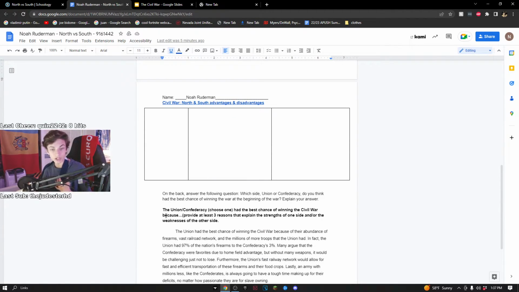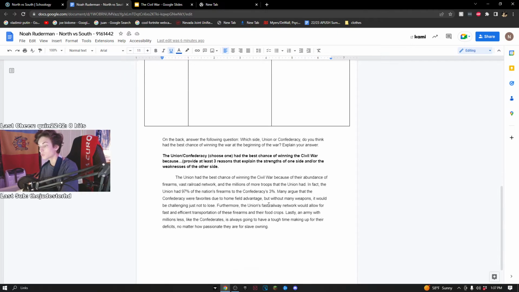I believe personally, based on the information given in the slideshow, that the Union had the better chance of winning the Civil War. This was due to their abundance of firearms, vast railroad network, and millions more troops that they had. And they had 97% of the nation's firearms. I already went over that.